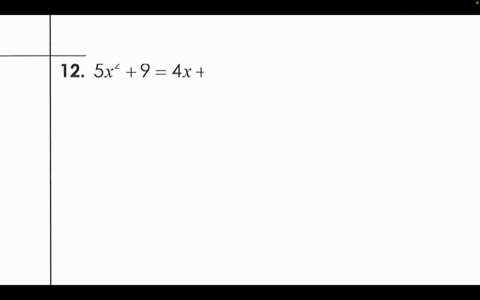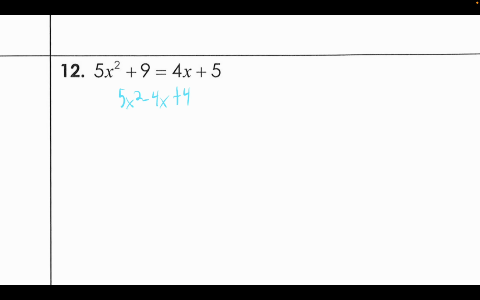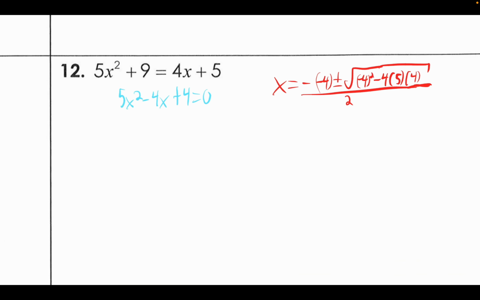On number 12, 5x squared plus 9 equals 4x plus 5. I subtract the 4x plus 5, and I get 5x squared minus 4x plus 4 equals 0. I plug this into my quadratic formula, and I get x to be equal to negative of negative 4 plus or minus the square root of negative 4 quantity squared minus 4 times 5 times 4, all over 2 times 5.